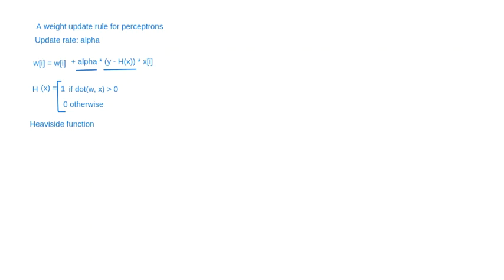What if you had the right thing? If you had the right output, then this part is 0. And so if you have the right output, then all of that is 0. What happens to your weight? You don't change it. You only change your weight when there's a mistake.